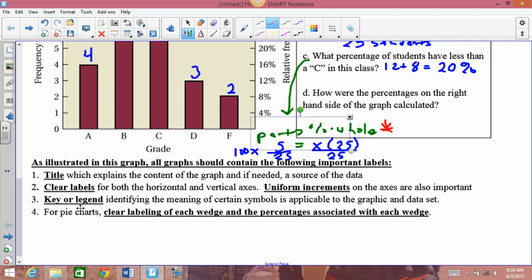A key or legend. If you have some sort of graphic in there, you need to say, okay, this graphic stands for 5 fish. You've got a fish there, and that represents 5 fish, not just 1 fish, something like that.